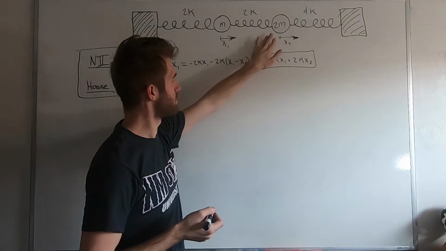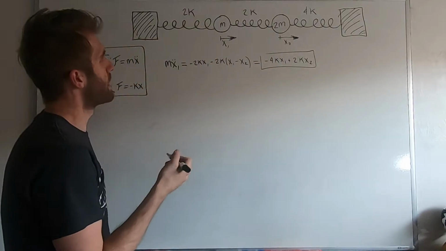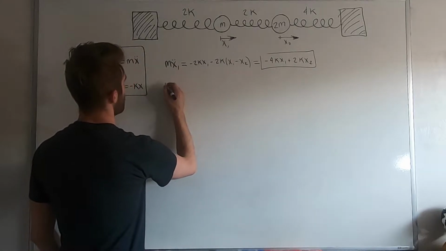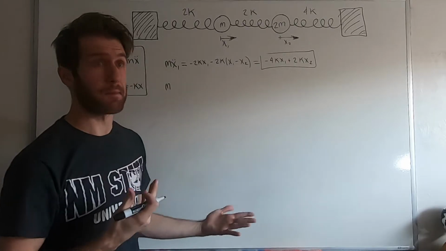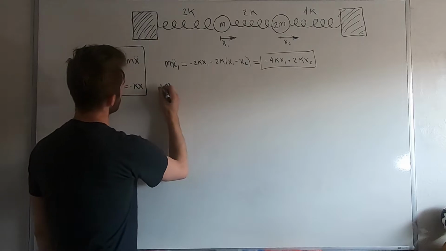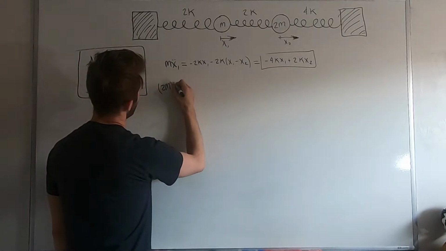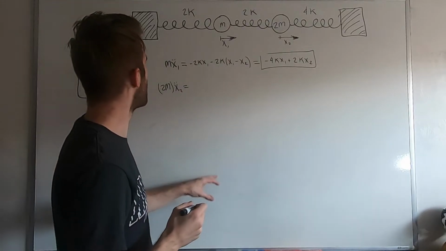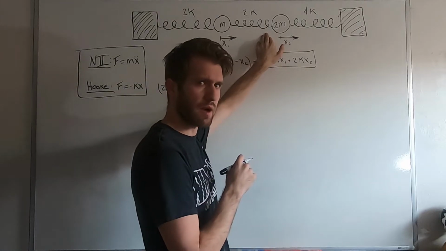Now let's bring our attention over to this mass here. As before, we're going to be invoking Newton's second law to describe that force. It's going to be m, actually not just m, because this mass happens to be 2m. So we're going to put that right here: 2m, and then x double dot 2. Okay? As before, we are going to look at this part of the spring now.